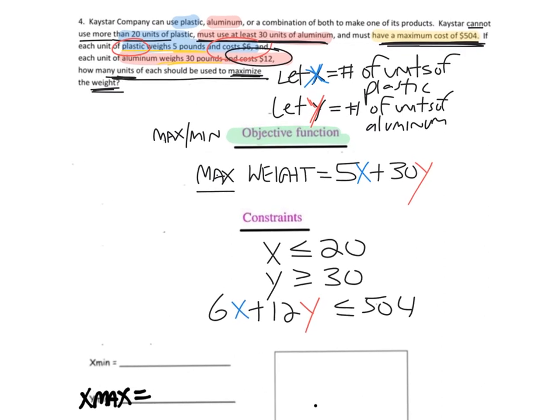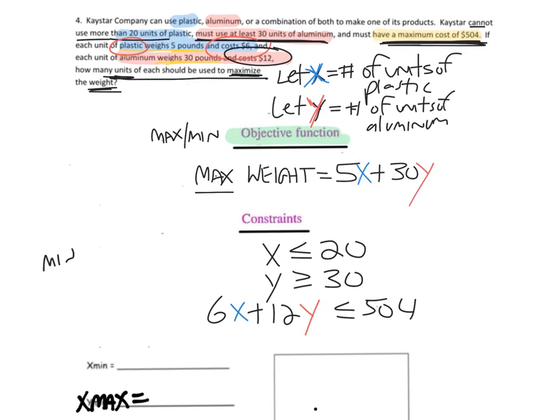Now I want to check to see if I have minimum value inequalities. I want to look at each of the variables and see if I have an inequality that represents its lowest possible value. And X stands for the number of units of plastic. And this first inequality, X is less than or equal to 20, that's not a minimum, that's a maximum. It's telling you the number of units of plastic can't go over 20. So that's not going to be considered a minimum value inequality.